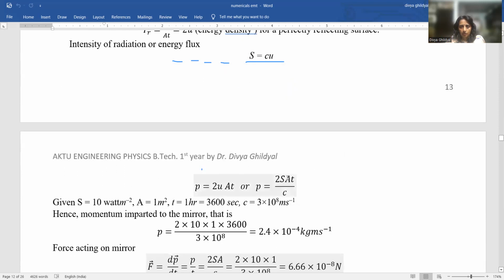You get this expression from here, 2SA upon C, you divide by T on both the sides. In this expression which we have derived, I divide this side also by T, so it makes no difference to the numerical. This T and this T get cancelled, and you get P upon T, that is force. So simple, very simple way and simple formula. Pressure is force upon area. Force is rate of change of momentum.